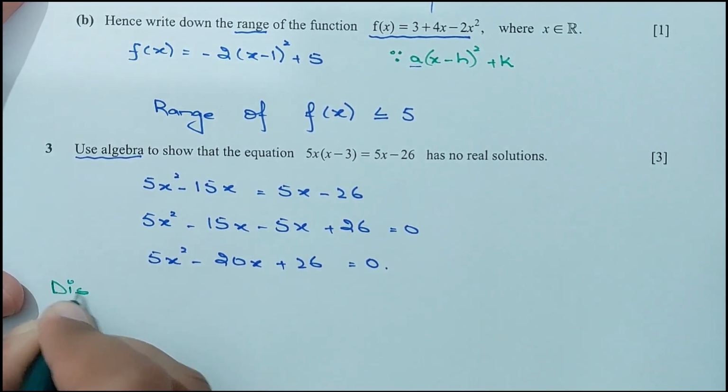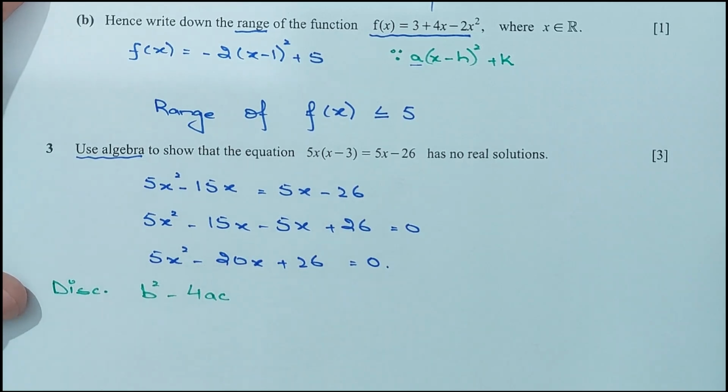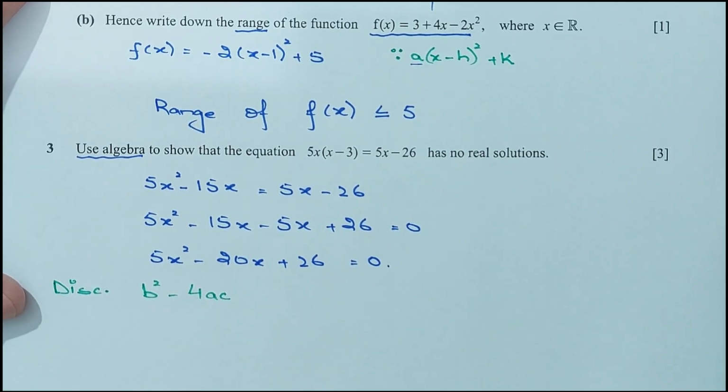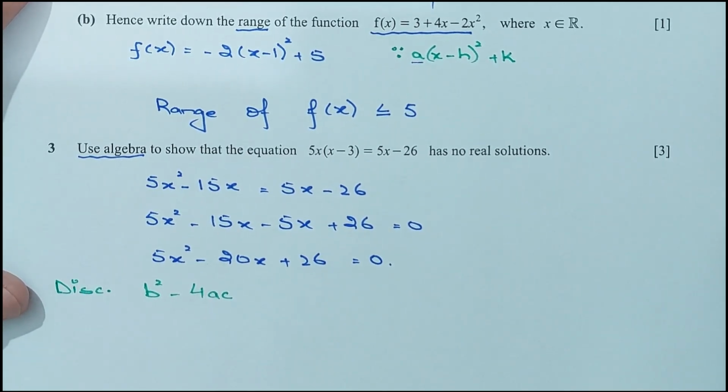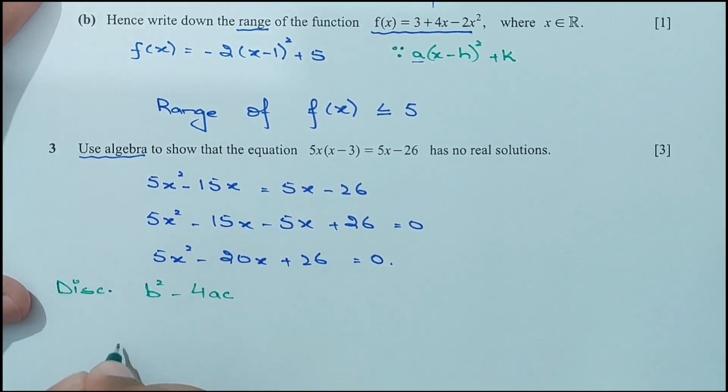So the discriminant is b² − 4ac. If the discriminant is positive, it has two real roots. If it is negative, it has no real roots. And if it is 0, it has two equal real roots. All right, so let's work on the discriminant.